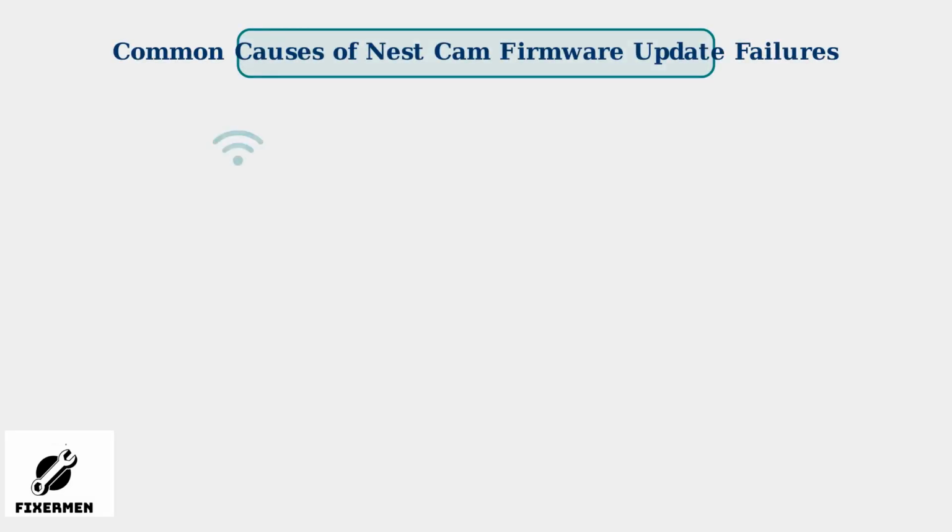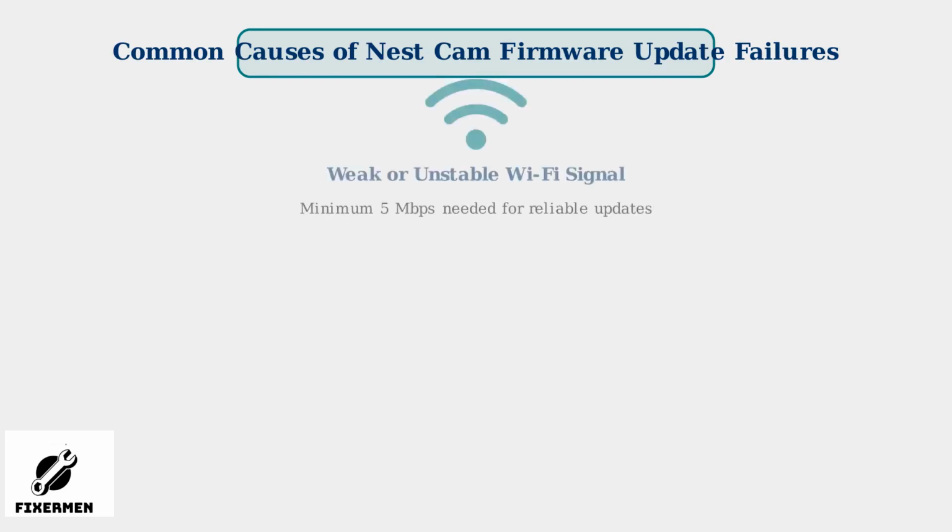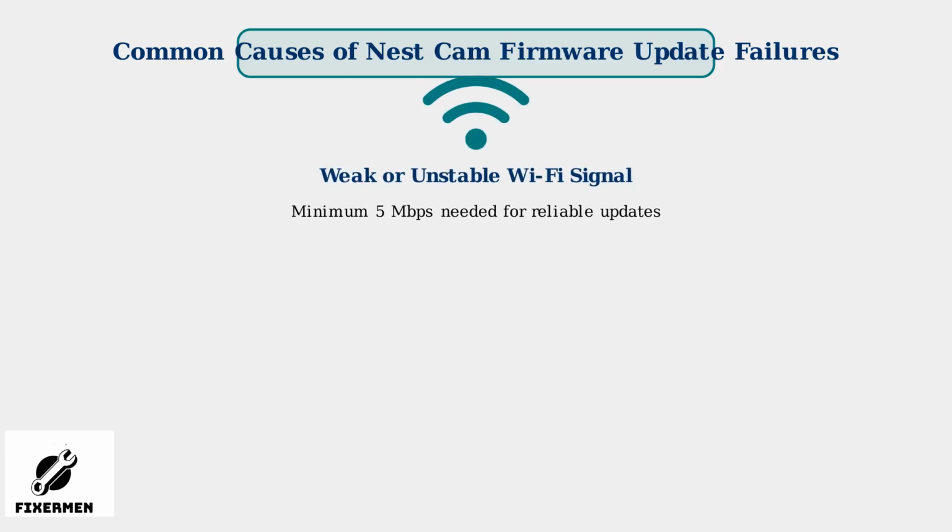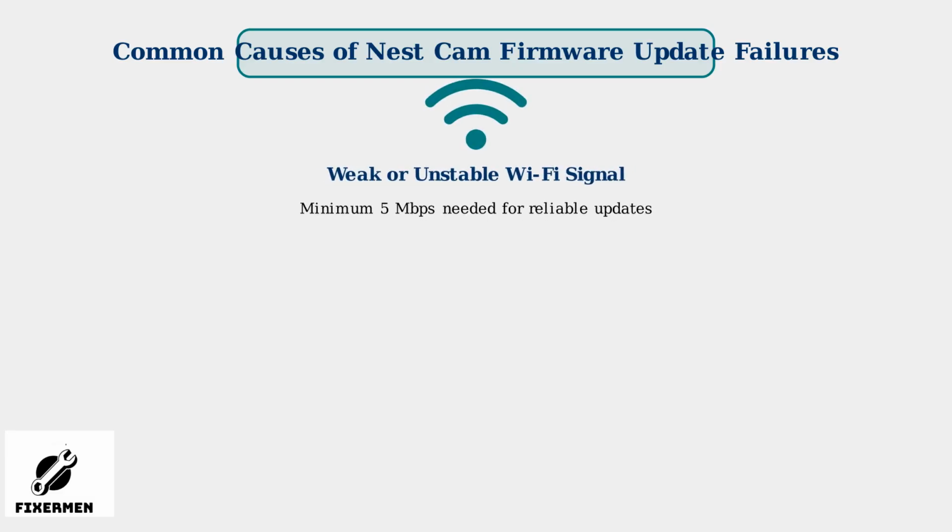Several factors can cause firmware update failures on your Google Nest Cam. Let's examine the most common causes. Cause 1. Weak or unstable Wi-Fi signal. Minimum 5 megapixels needed for reliable updates.